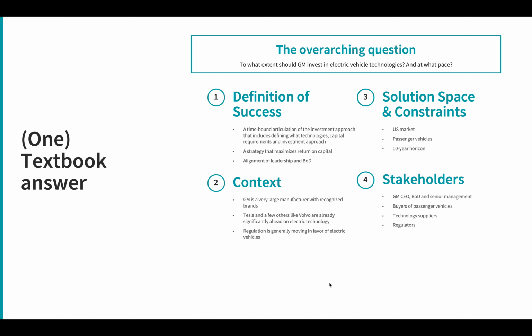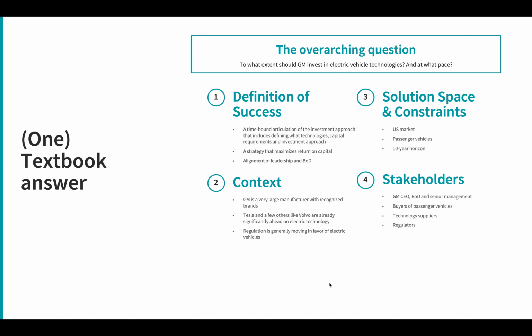The definition of success here is, for this project, if you put yourself in the project manager's shoes, you want to have a well-articulated strategy for the CEO and the board of directors. You want to have a strategy that maximizes return on capital, and you want to make sure that the leadership, which is the CEO and her main staff, and the board of directors are aligned. So that's what a definition of success for this particular project is.